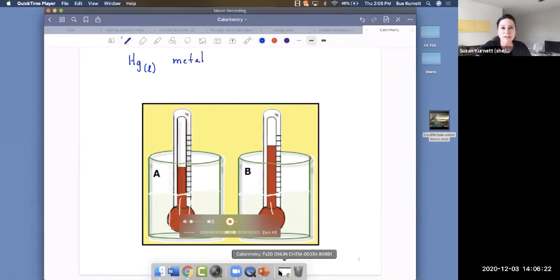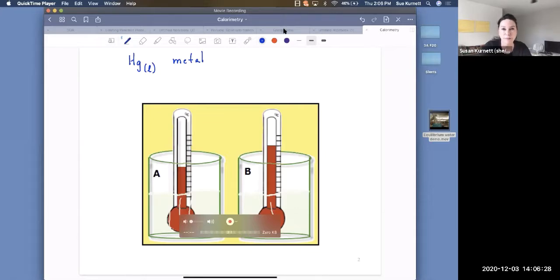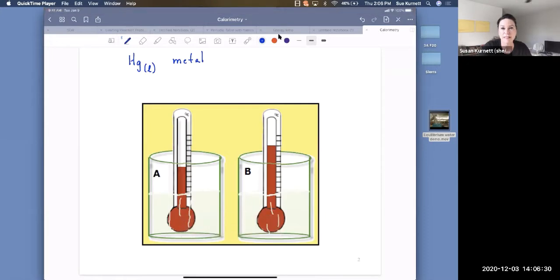And metals are really good at conducting heat. So here we have a liquid, something that can change shape, like it fits the shape of its container. And we have a metal, something that conducts heat well. And that's put into a sealed glass tube.